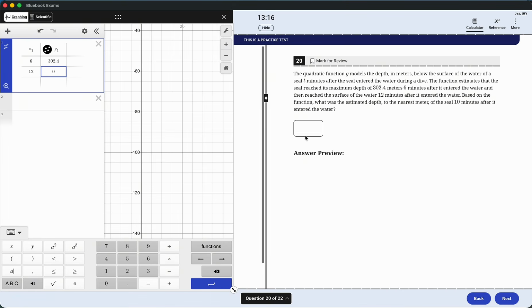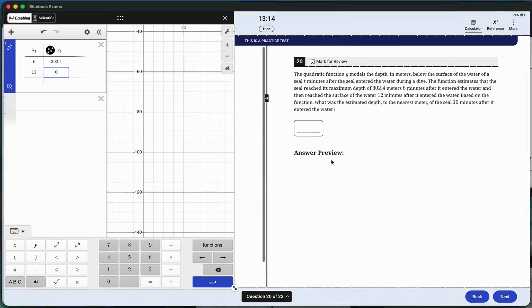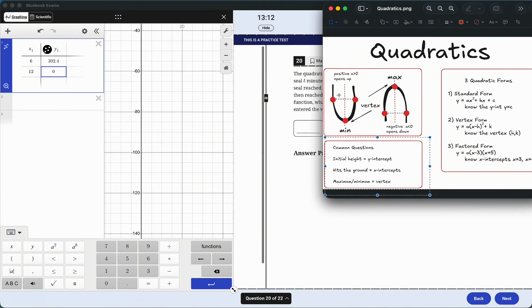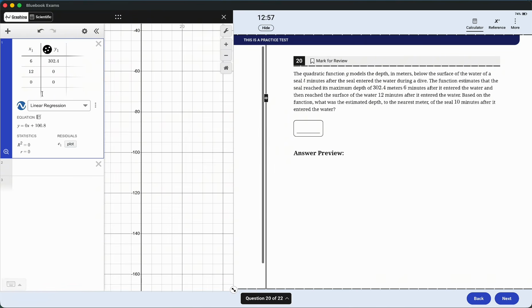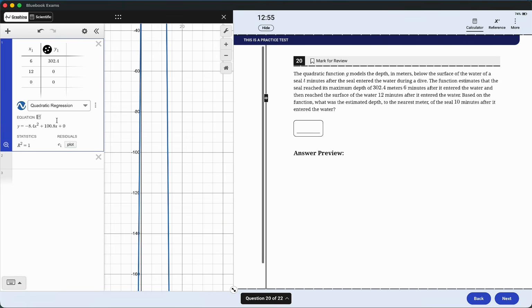So sometimes it'll be like, I don't got 3 points, but you always got 3 points. If you have a point and you have a vertex, the other point is just found by using symmetry. So it took 6 minutes to go from the max depth back to the surface. That implies that at 0, it was also at the surface. That's our 3 points. We switch it to a quadratic regression.